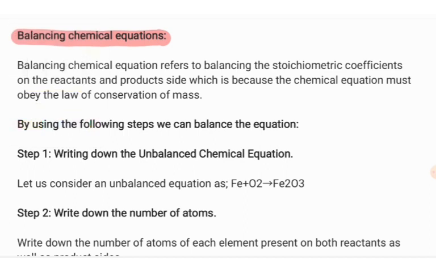Okay, so balancing a chemical equation refers to balancing the stoichiometric coefficients of the reactants and products. Now what are stoichiometric coefficients? Stoichiometric coefficients are those numbers which come before the reactants and products, because the chemical equation must obey the law of conservation of mass. Now what is the meaning of the law of conservation of mass?